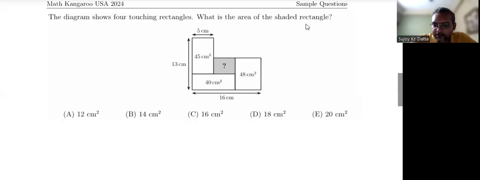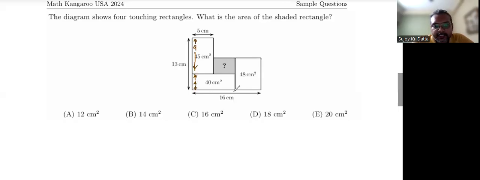So here we have a question on mensuration. We have basically some areas given and we have to figure out the area of this shaded region. So let's have a look. So this one's 45 centimeters squared. This is 5, that's 13. So this becomes 9. So this becomes 4.